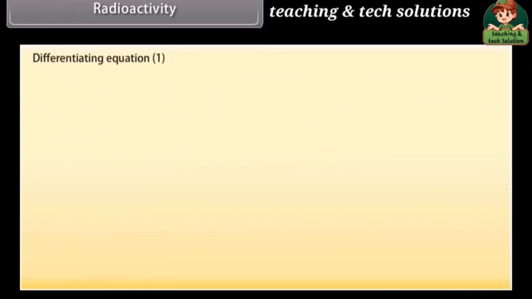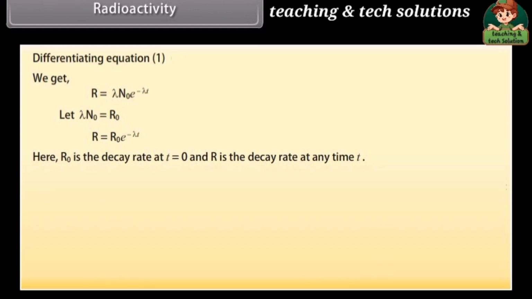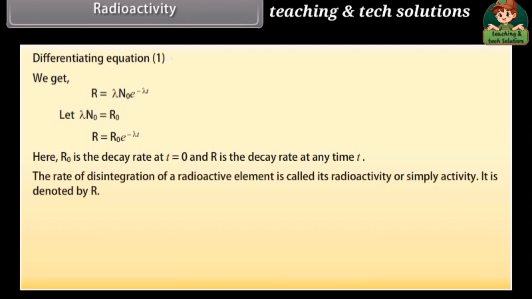Differentiating equation 1, we get R = λN0 e^(−λt). Let λN0 equal to R0. R = R0 e^(−λt). Here, R0 is the decay rate at t = 0 and R is the decay rate at any time t. The rate of disintegration of a radioactive element is called its radioactivity or simply activity. It is denoted by R.